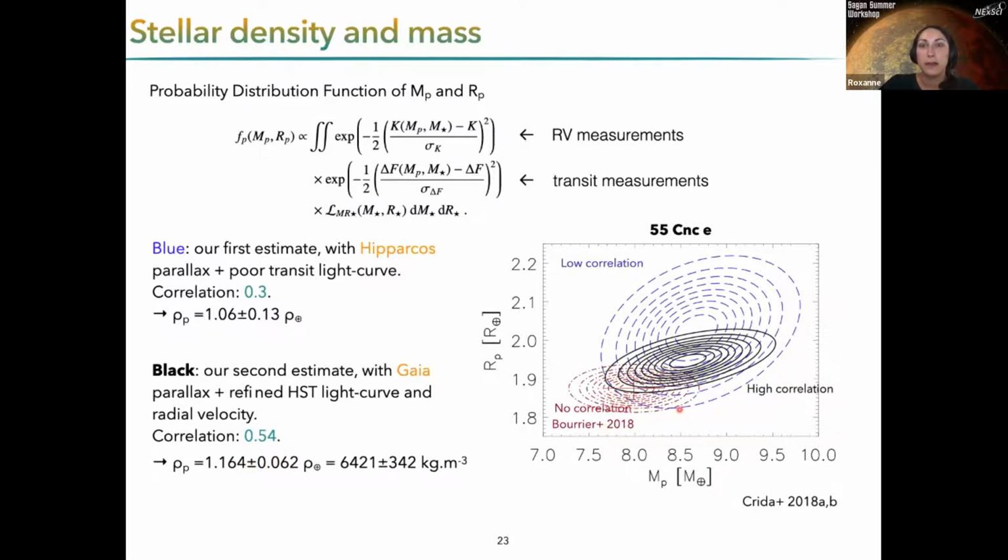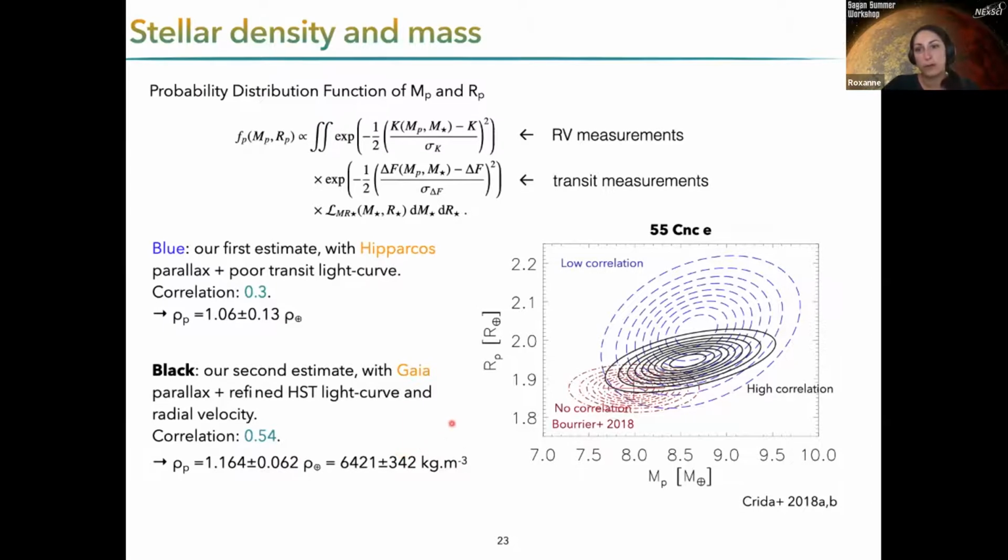And just for comparison, here is the ellipse of another study where they don't take into account the correlation. So you see that the ellipse is not inclined, but also there are discrepancies between the possible densities that we found and some densities that they found.